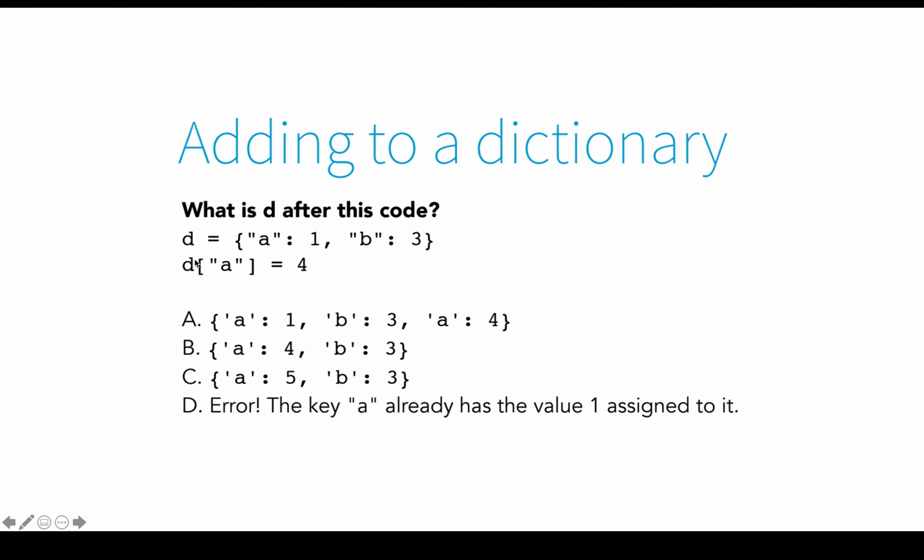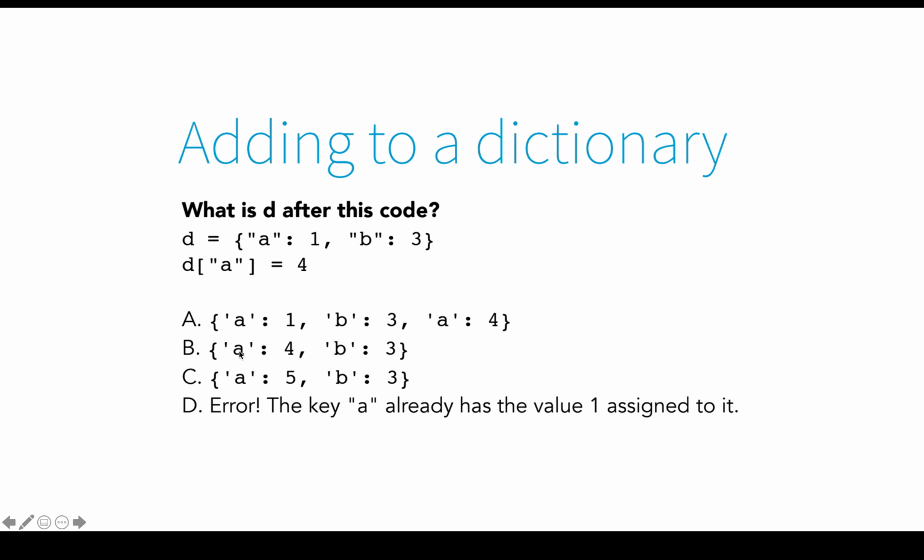Now, what happens if we do D of A equals 4? Here are your 4 options. The first option is that we add another key value pair. We have A1, B3, and then A4. But this violates one of our rules, that the keys have to be unique. So if I look for the key A, I get 2 possible values, 1 and 4. So that breaks our rule, so it cannot be A.